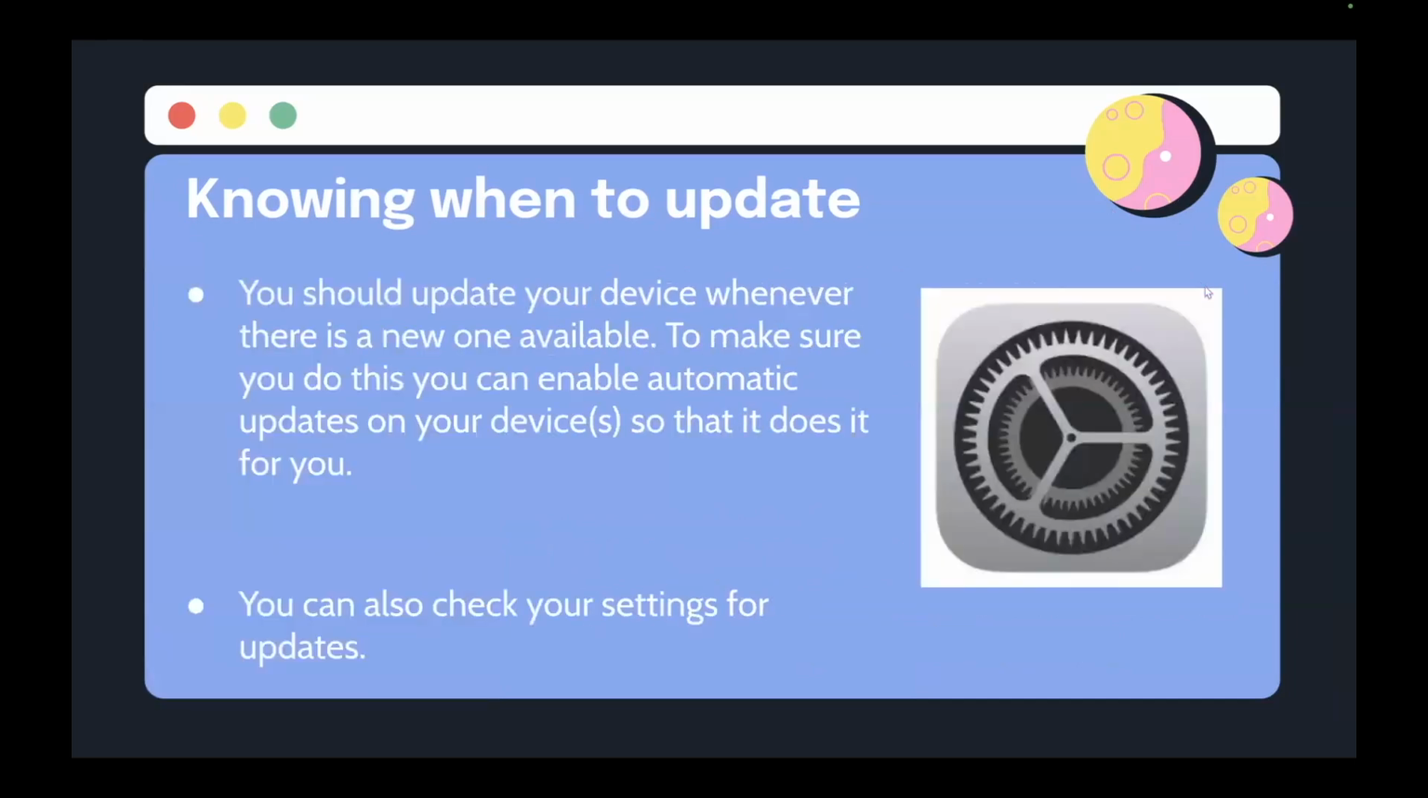You should update your device whenever there is a new one available. To make sure you do this, you can enable automatic updates on your devices so that it does it for you. You can also check your settings for updates. One thing to be careful of when doing this is that generally your device will prompt you before updates, but sometimes it'll just randomly update itself if you're not careful. So make sure you're checking the settings when you're setting things to auto update. You don't want to have to open an important document and then suddenly your computer shuts down because it's trying to update. I've had that happen a couple times.